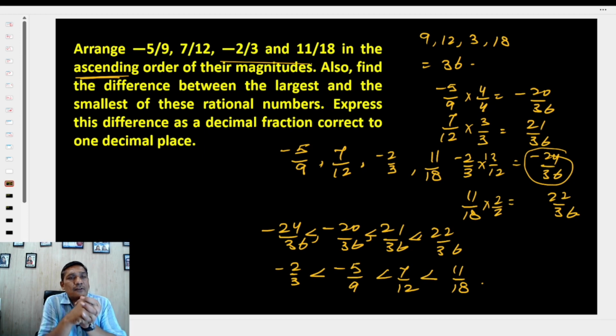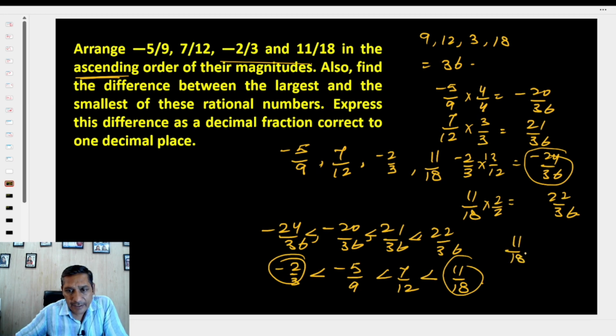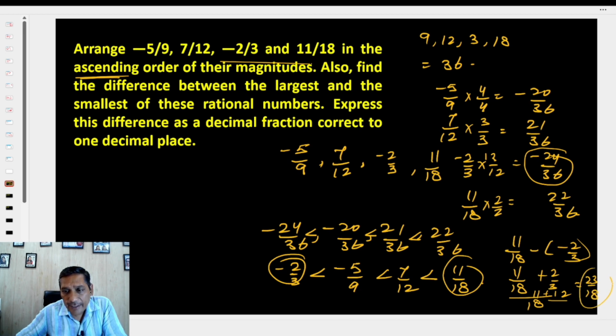They are also asking to find the difference between the largest and the smallest of these rational numbers. So I want to find the difference of these two numbers. If I take it at a small place with me, 11 by 18 minus minus 2 by 3, that is 11 by 18 plus 2 by 3. You got 18, 11 plus 12. The difference is 23 by 18. That is the answer for the difference of the biggest and the smallest number.